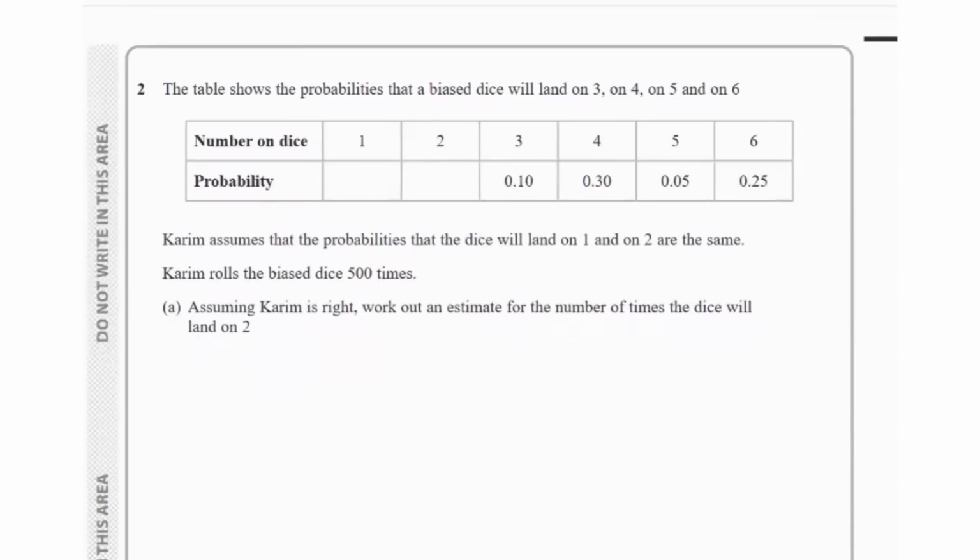Question 2 says the table shows the probabilities that the biased die will land on 3, on 4, on 5, and on 6. So we have a table where they've given us the number on the dice and the corresponding probability. Kareem assumes that the probabilities that the dice will land on 1 and on 2 are the same. So that means we can assume that this is X and this is also X because they're the same. Kareem rolls the dice 500 times. Assuming Kareem is right, work out an estimate for the number of times the dice will land on 2.